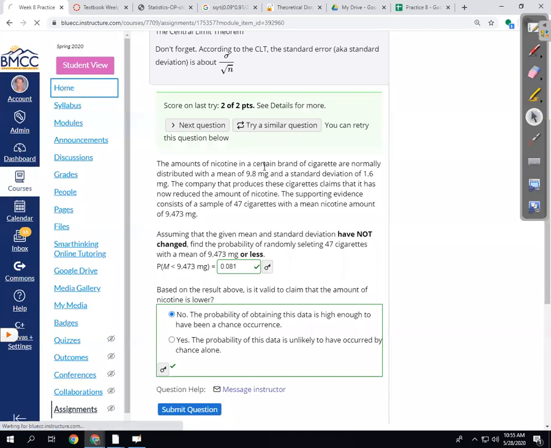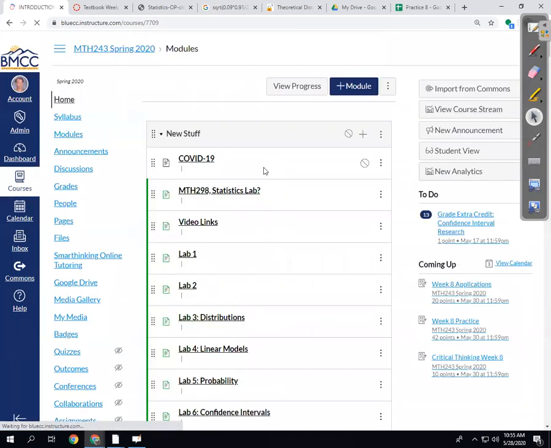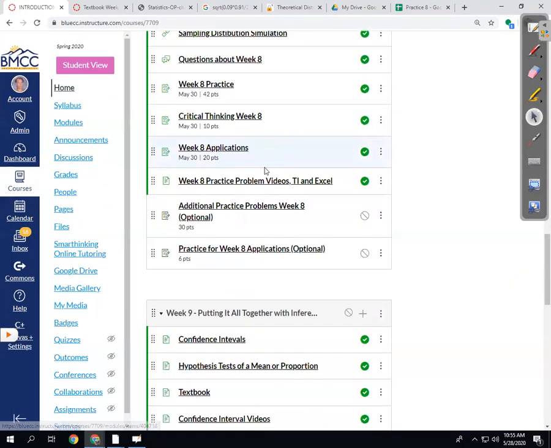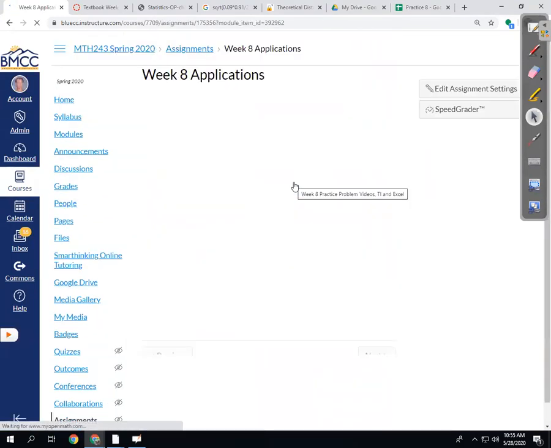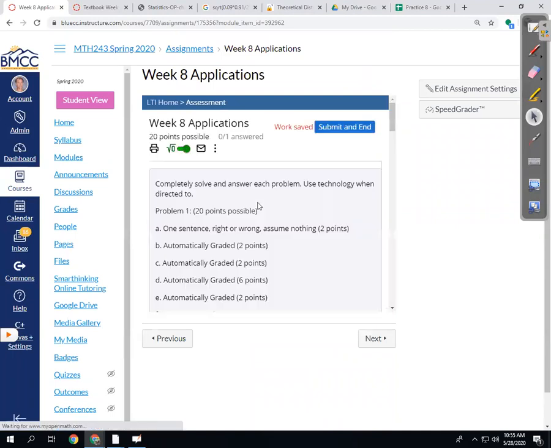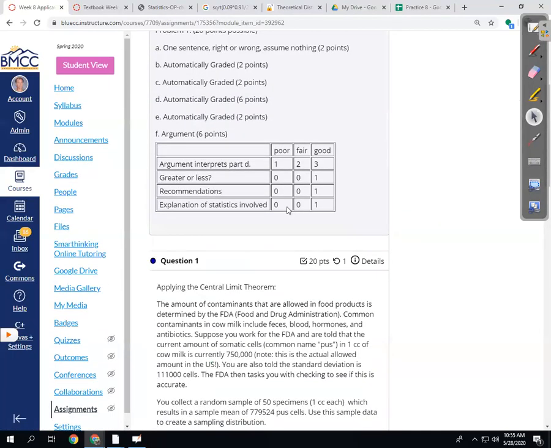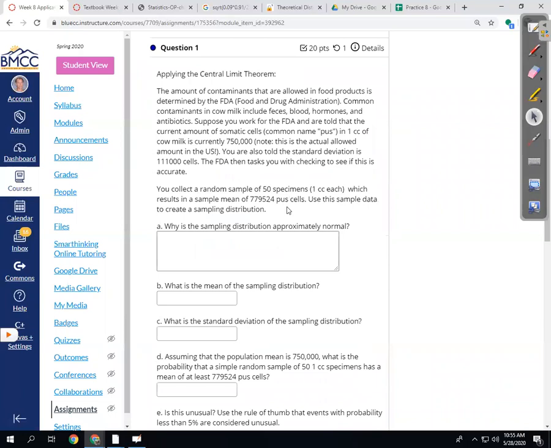Okay, so let's go take a look at the application. And this is kind of a true story, the application. The sample numbers are made up, but the details about the situation are true. So the amount of contaminants that are allowed in food products, FDA controls that. So all kinds of food products are tested to make sure they're safe for human consumption. And milk, you know, some cows are healthy and some cows are not healthy, and there's going to be a certain amount of other stuff in the milk.